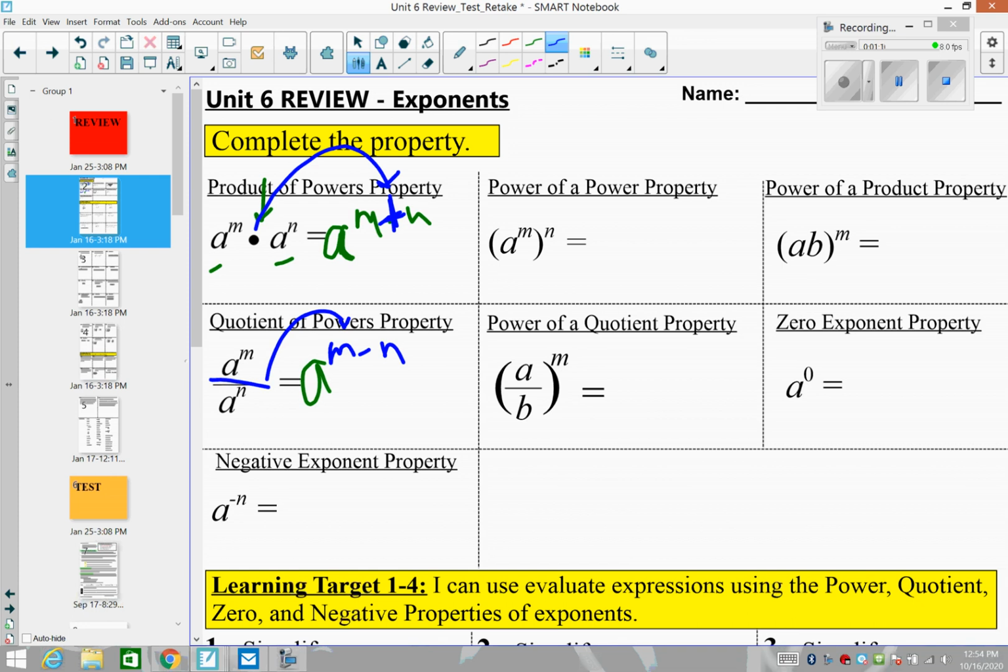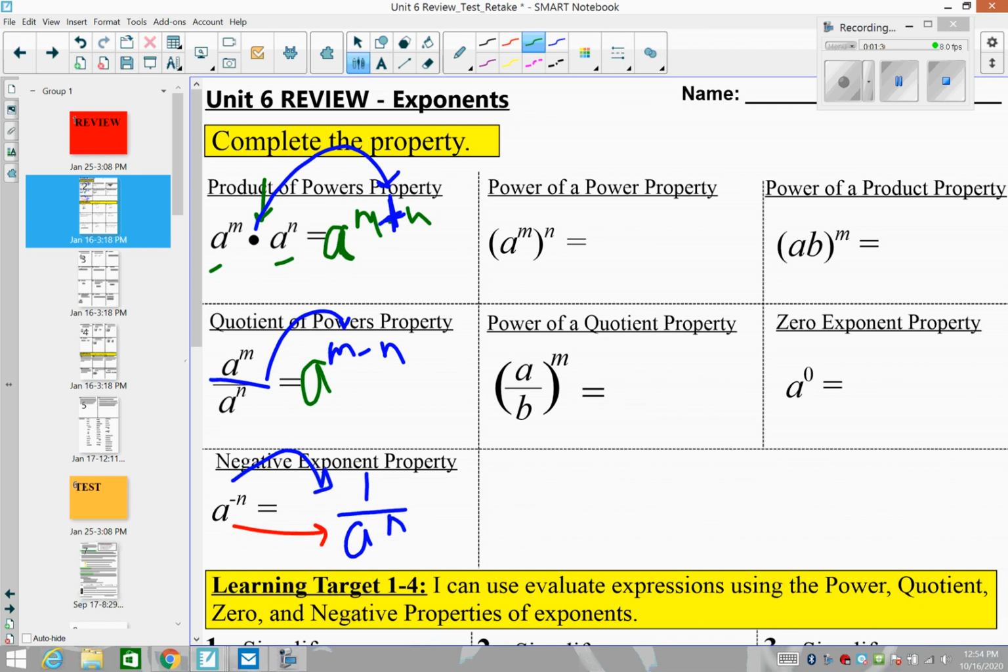Negative exponent, if you have a negative exponent, it really means that you're going to invert it as a fraction, just getting inverted. So it becomes a to the positive n. Notice I lost the negative when it moved to the denominator. So the negative inverts it, so it just becomes 1 over a to the positive n.